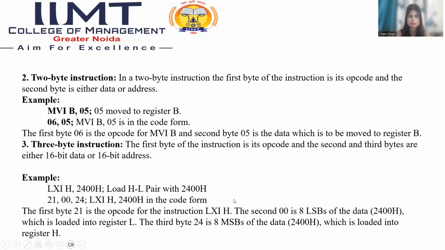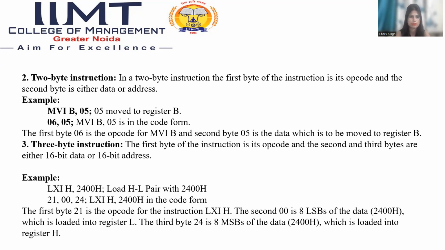Then we have 2-byte instructions. In a 2-byte instruction, the first byte of the instruction is the opcode, and the second byte is either data or an address. An example is MVI B, 05, which moves 05 to register B. In code form it is 06 05. The first byte, 06, is the opcode for MVI B, and the second byte, 05, is the data which is to be moved to register B.